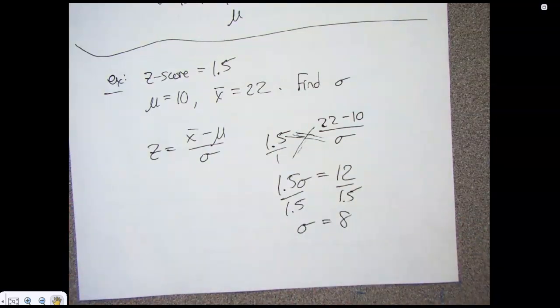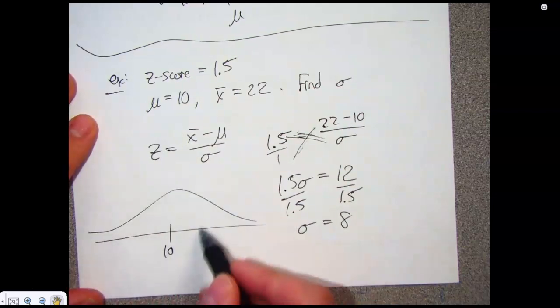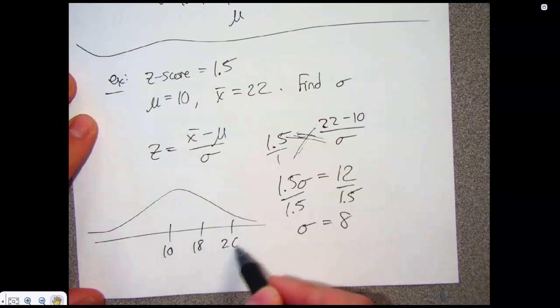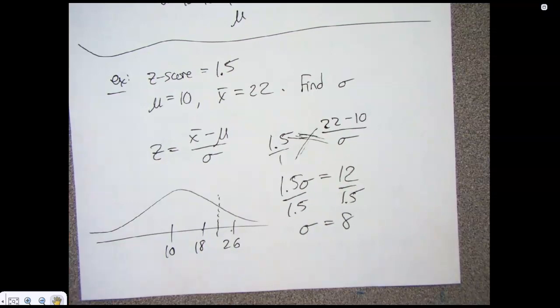And if you're not sure, just make a little sketch of a graph. If your mean was 10 and your standard deviation was 8, 22 would be right there, which is right between 1 and 2 standard deviations. So 1.5 makes perfect sense. I'm at 1.5 there. Questions?